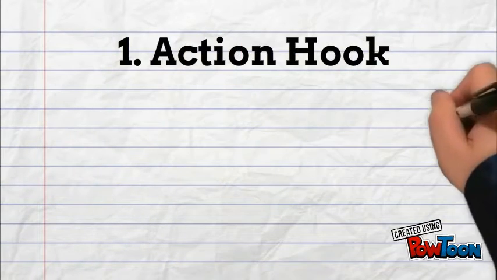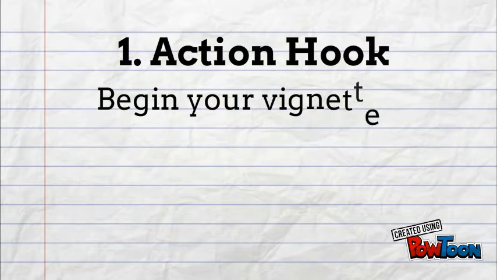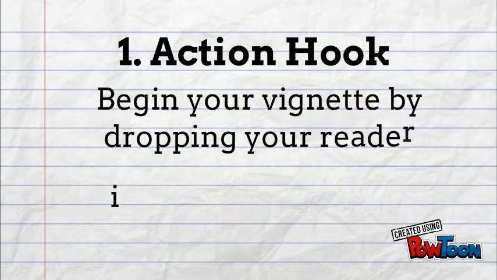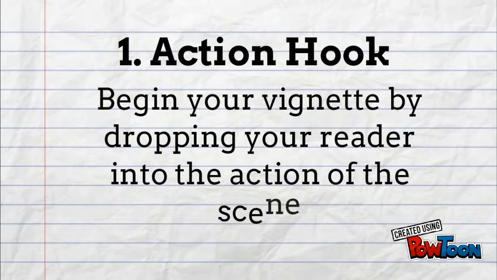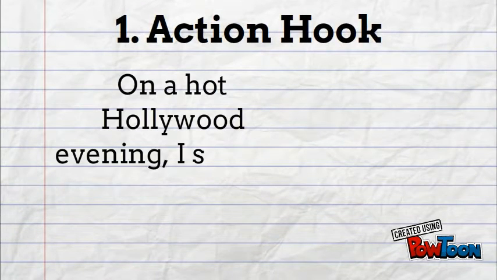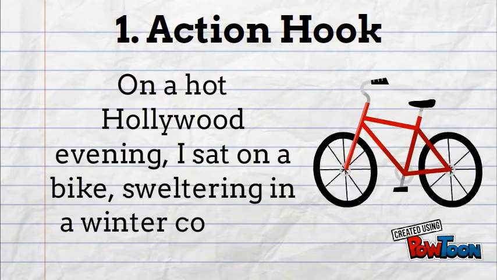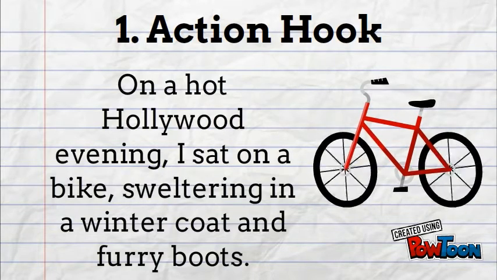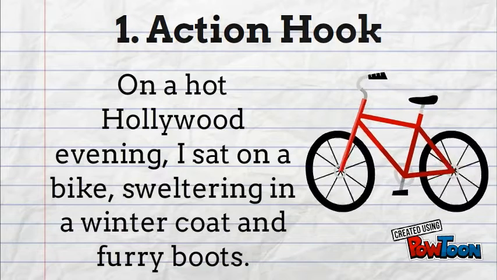The first type of hook is an action hook, and an action hook begins your vignette by dropping your reader into the action of the scene. For example, "On a hot Hollywood evening, I sat on a bike sweltering in a winter coat and furry boots," so I'm dropped into the scene of that Hollywood evening.